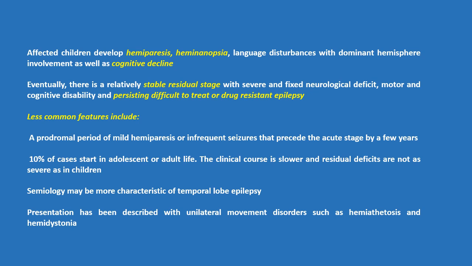Less common features include a prodromal period of mild hemiparesis or infrequent seizures that precede the acute stage by a few years. 10% of cases start in adolescent or adult life.